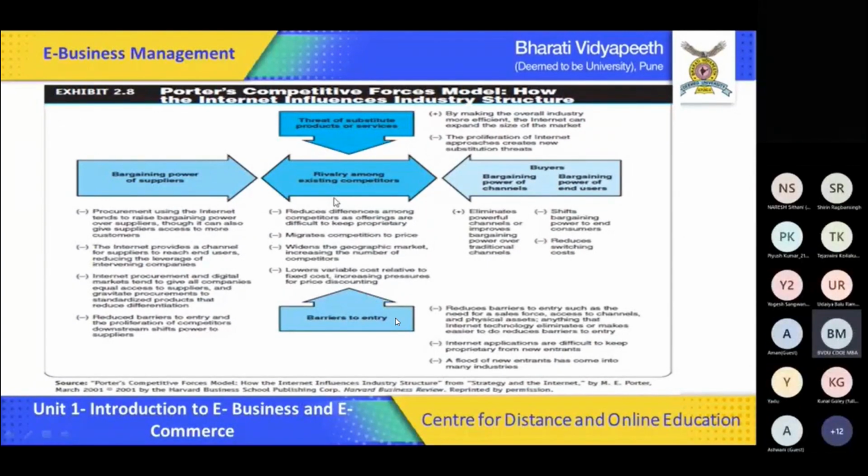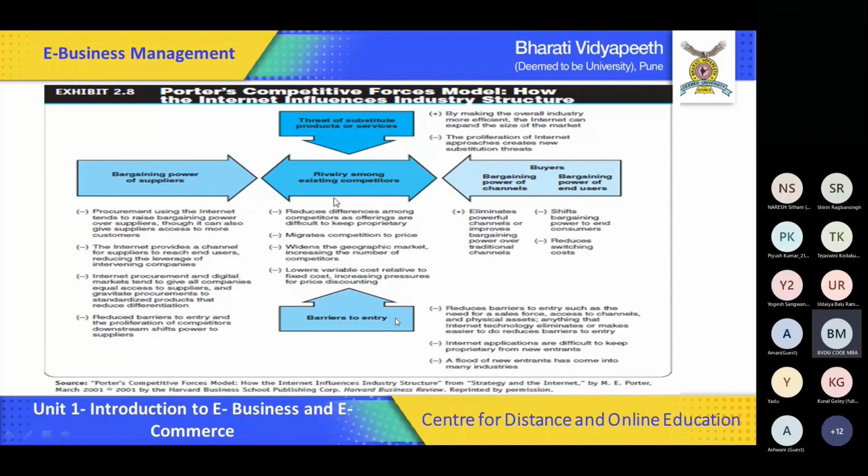What happens? It eliminates the powerful channels or improves the bargaining power over the traditional channels. What was happening with the buyer during the traditional channels? They were only able to have limited bargaining because they only had access to limited products and services. But because of this elimination, because of these e-marketplaces, they can also negotiate with a lot of sellers which are available to them. It shifts bargaining power to end consumers. So because of this, the bargaining power can also be shifted to end consumers.